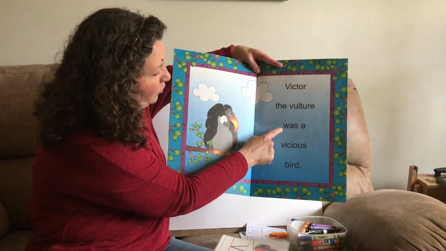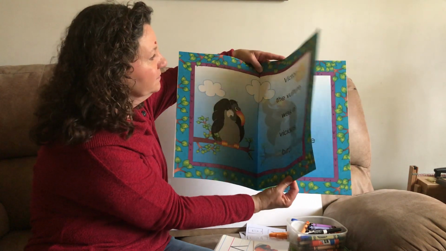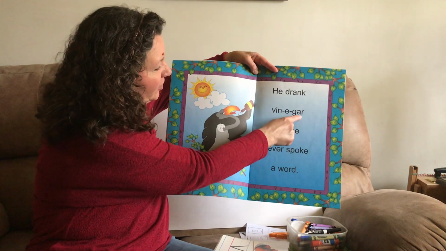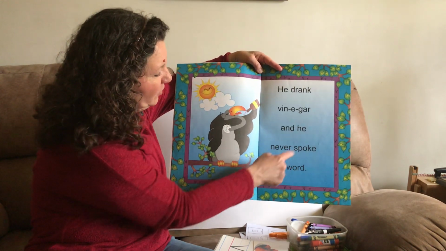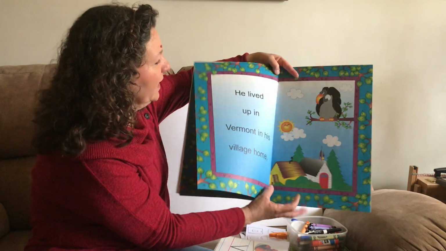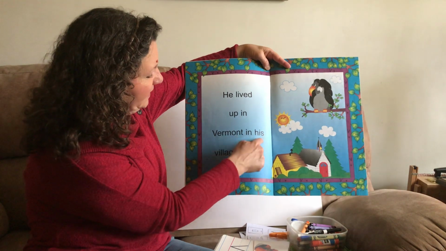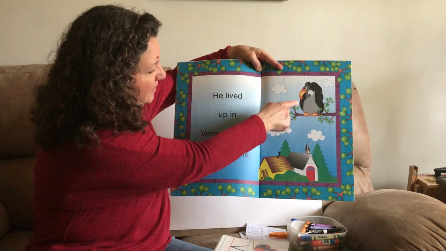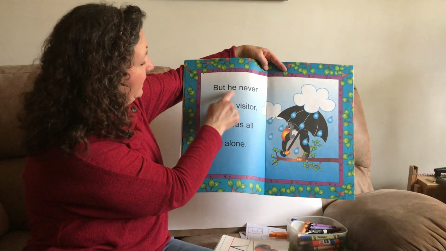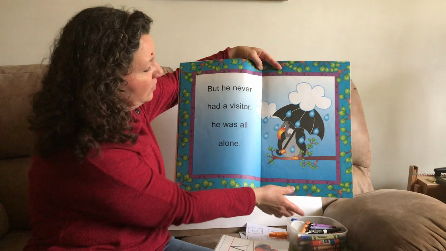Victor the Vulture was a vicious bird. Vicious, it can mean mean. He drank vinegar, and he never spoke a word. Vinegar, that's a very, very sour thing. You don't want to drink that. He lived up in Vermont in his village home. And there he is up there. But he never had a visitor. He was all alone.